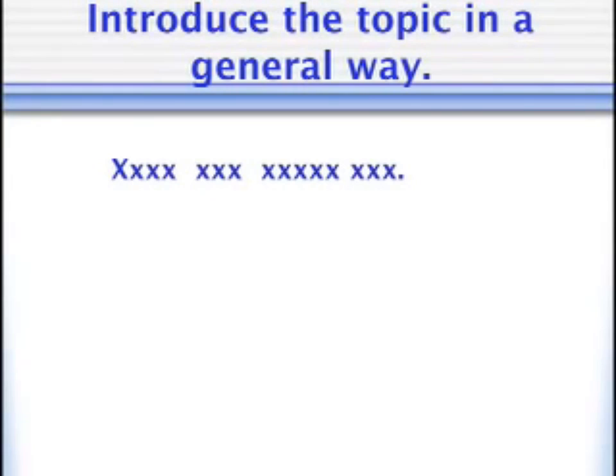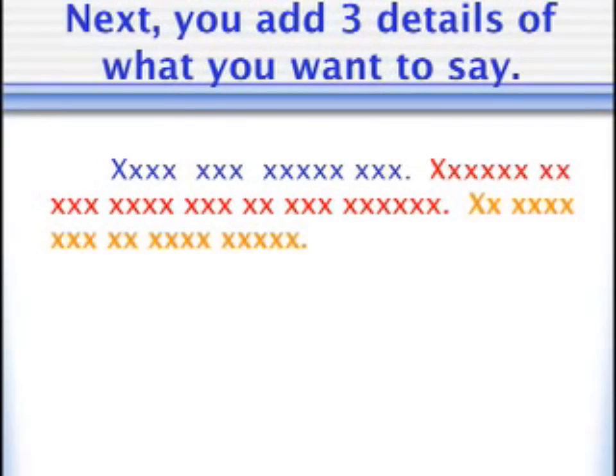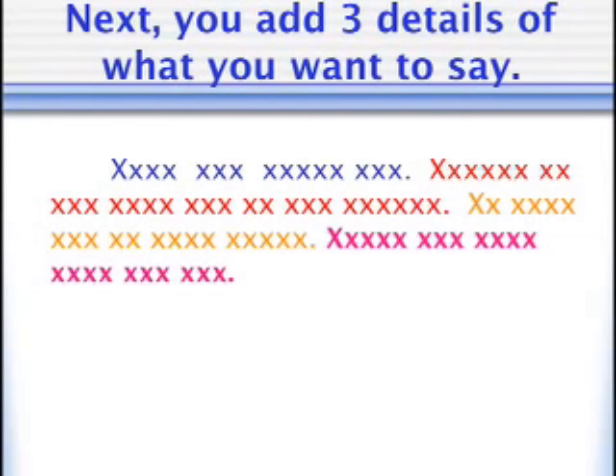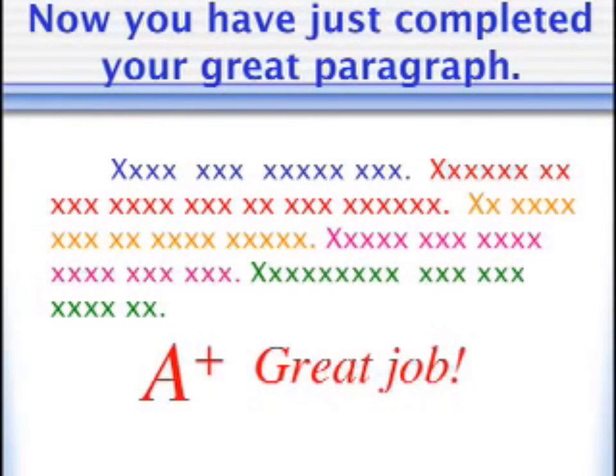Introduce the topic in a general way. Next, you add 3 details of what you want to say. Then you write a clincher, put this sentence last.